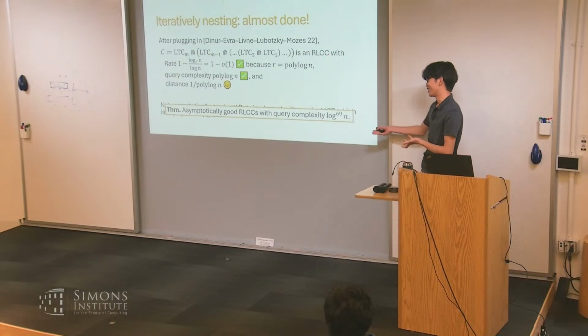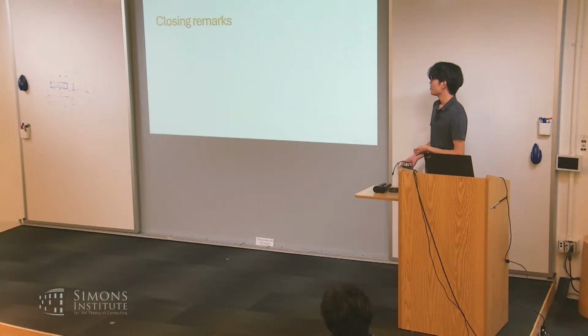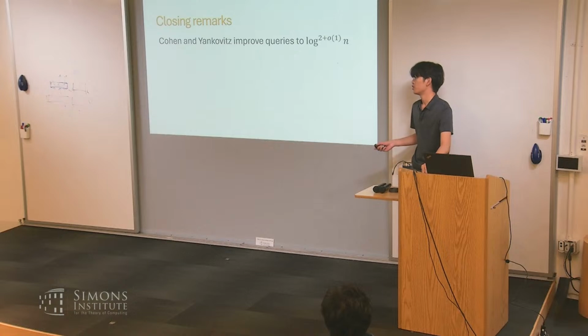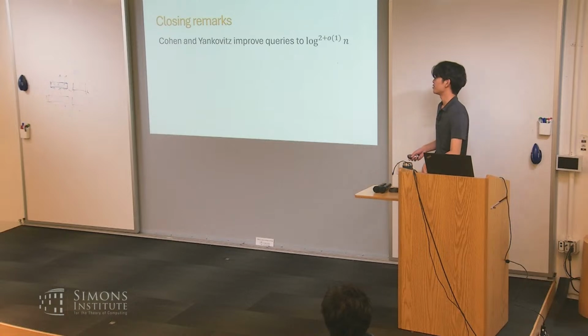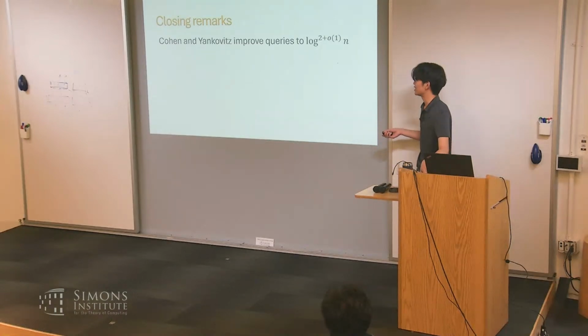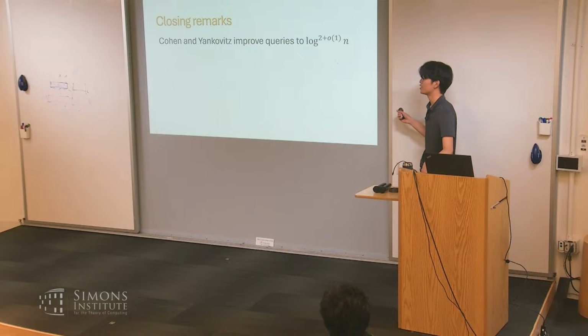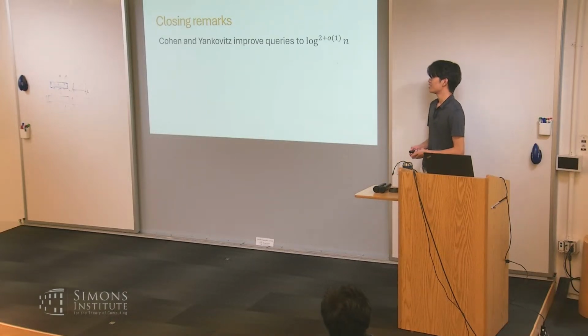Right. So this is what we wanted, and this is our main theorem. Some closing remarks. As I mentioned, Gil Cohen and Tal Yankovitz were able to improve the exponent down to 2 plus a little o of 1, and basically you don't actually need as big a hammer as LTCs. You can use something weaker. That's basically the idea.